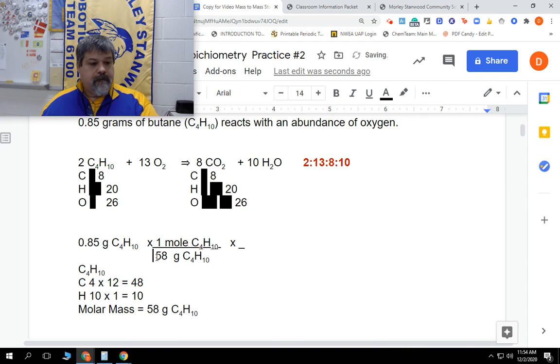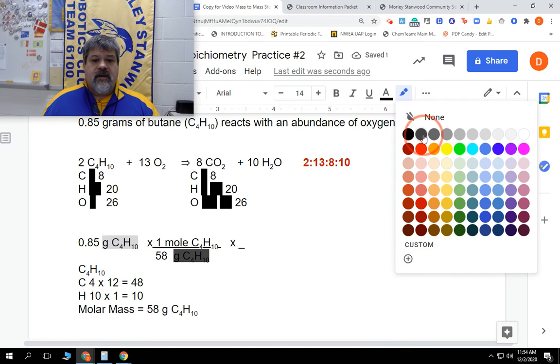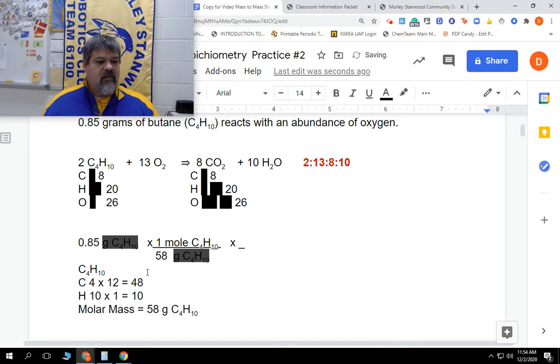stoichiometry equation. And then we can go ahead and, again, I like to cross out anything that we can cross out before. So let's go ahead and cross out what we can. So we can cross out our grams of butane, because I have it on top and I have it on bottom. So let's go ahead and get rid of that. So we're just going to highlight that to get rid of it. Okay, so let's highlight that. So we get rid of that. So right now we have it in moles of butane.